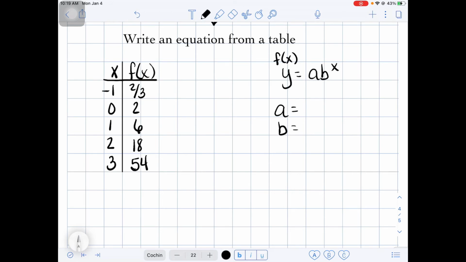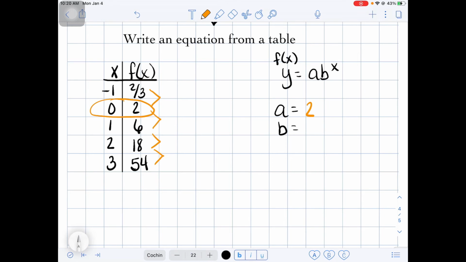So the first thing we have to do is find our a and find our b. Remember, our a is our initial value, and our initial is always when x is 0. So if we look at our table and find where x is 0, that will help us determine what a is, our initial value. When x is 0, where did it hit the y-axis? Where did it cross? We can see that that's 2. Then we have to find our common ratio. And remember, our common ratio is how do we go from 2/3 to 2, 2 to 6, 6 to 18, 18 to 54.